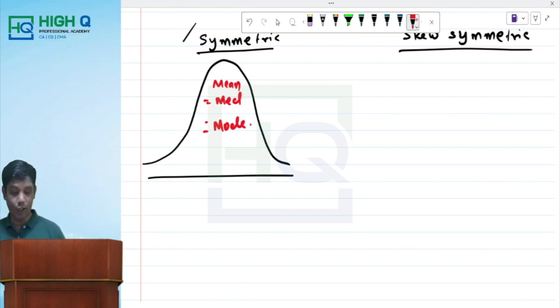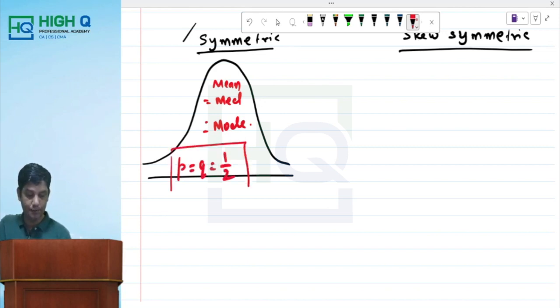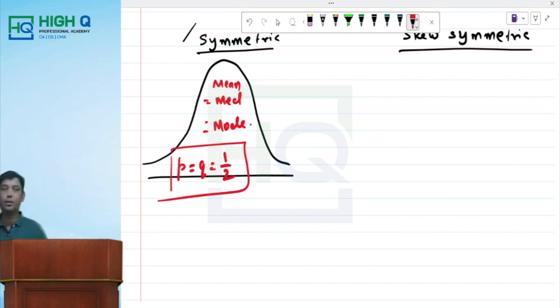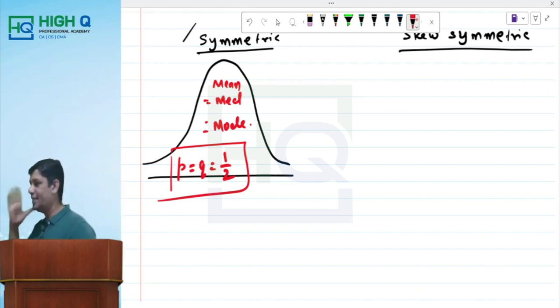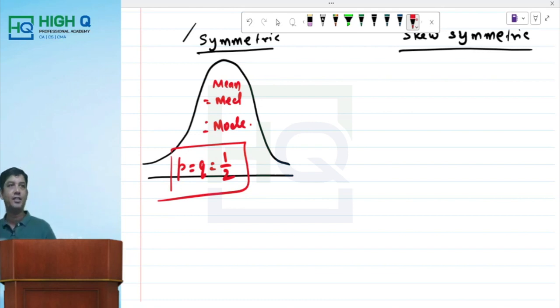In binomial distribution, if it is symmetric, P is equal to Q is equal to 1 by 2. P is equal to Q is equal to 1 by 2. How the questions will be asked, I'll tell you. N is equal to 10. Find the mean of the symmetric distribution.